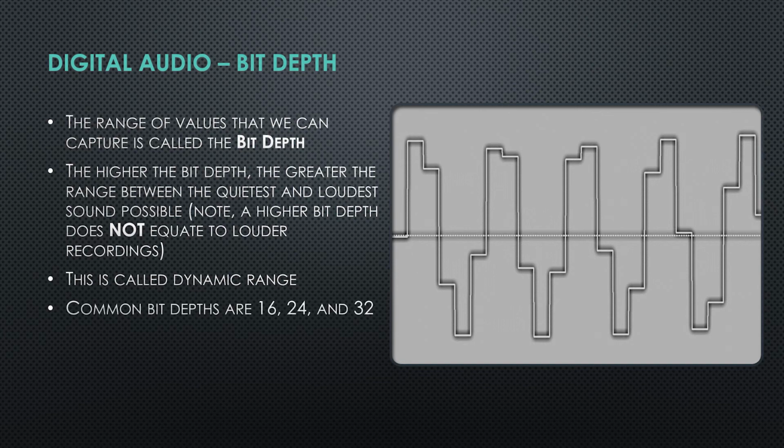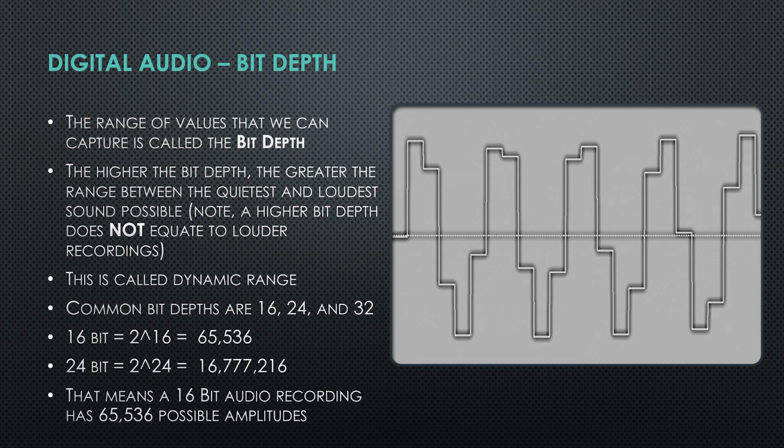Common bit depths are 16, 24, and 32. So a 16-bit integer is 2 to the 16th power, which gives us a value of 65,536. A 24-bit value would be 2 to the 24th, which gives us 16 million. And that means that a 16-bit audio recording has 65,536 possible amplitudes. It would also mean that a 24-bit recording has over 16 million. So you can see that going from a 16-bit audio recording to a 24-bit audio recording has a tremendously different dynamic range. It might not seem like it, 16 to 24.